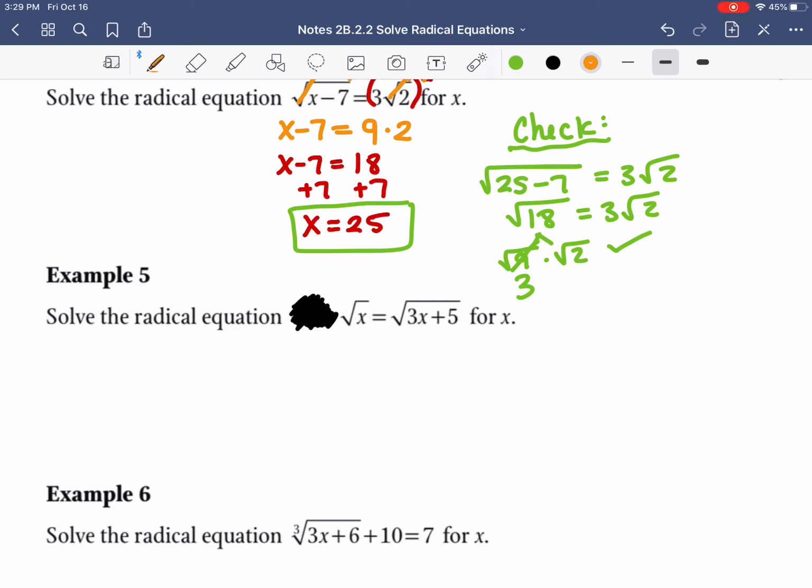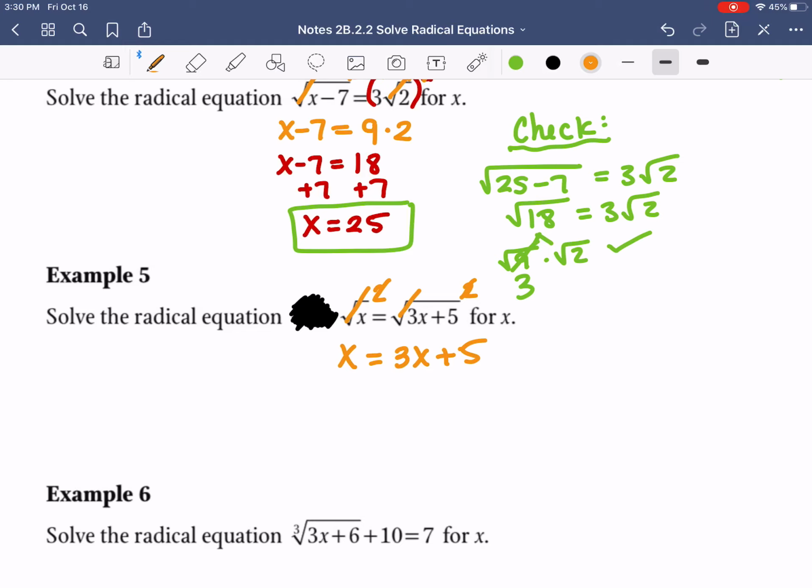Okay, so I'm going to square both sides just like problem number 4, because there's a square root on both sides. They have different pieces underneath, so we can't combine them together. So then we cancel out our squares. Our squares and our square root cancel, so we get x equals 3x plus 5. We're going to go ahead and solve.